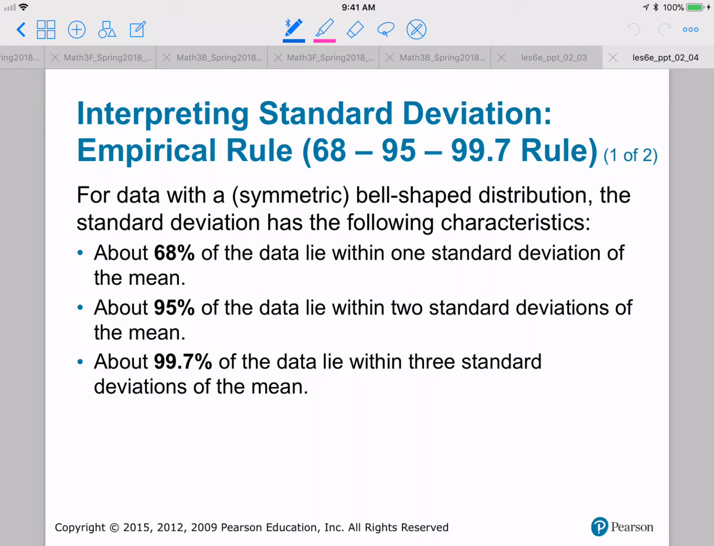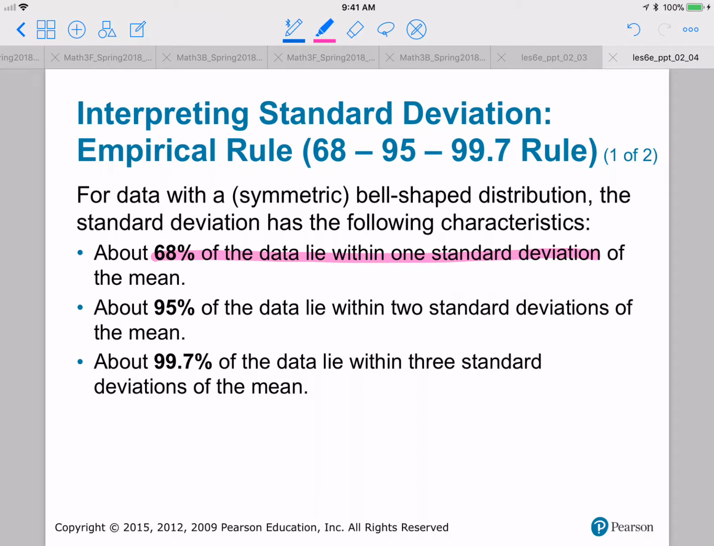Okay, so now let's look at the empirical rule. It's also called the 68, 95, 99.7 rule. And it essentially says that about 68% of the data is going to be within one standard deviation of the mean.